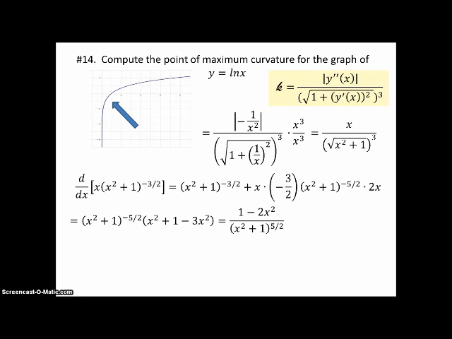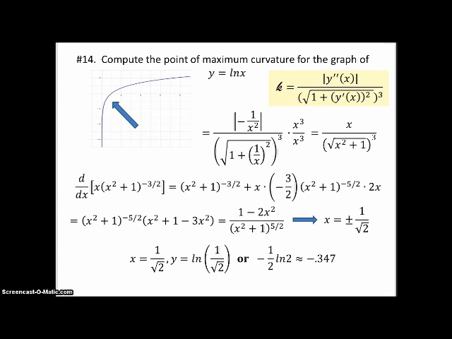And then when will the original formula for curvature be maximized? Well, when the derivative is 0, and there's only 2 solutions, one of which is extraneous because in this problem x is always positive. Therefore, the point of greatest curvature is when x is 1 over root 2, y is a log of 1 over root 2, which can be rewritten by taking 2 to the negative 1/2 and bringing that negative 1/2 in front of the logarithm. And so there's our point where the graph is curviest.